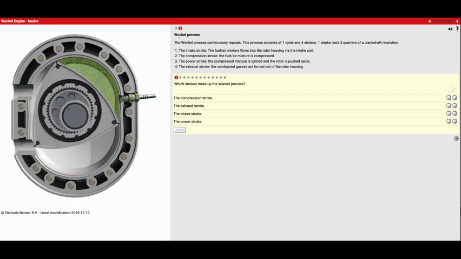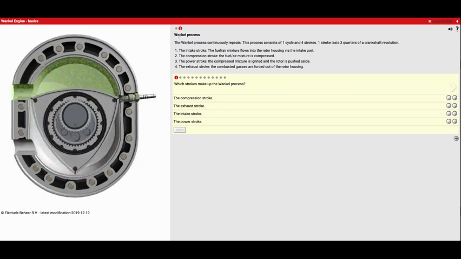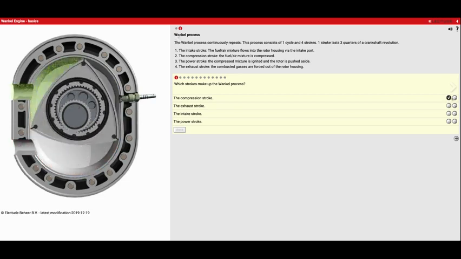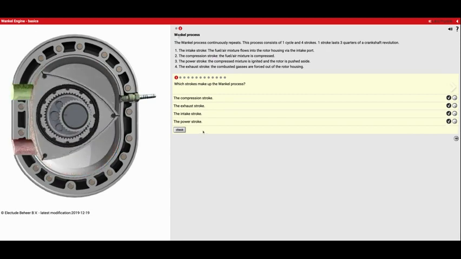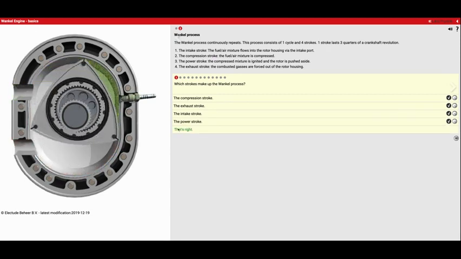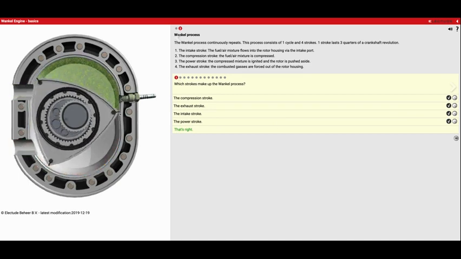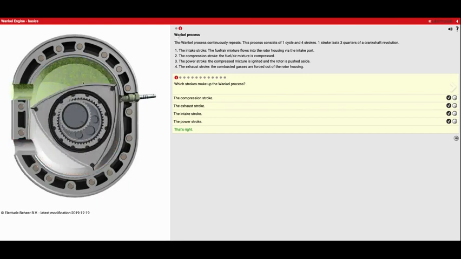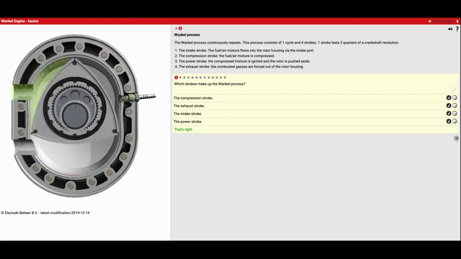So it's asking us which strokes make up the Wankel process, and you can look right here to double check, but it is the compression, it is the exhaust, intake, and power. Check those, and we did good. Now what you're starting to see here is we got intake, compression, power, and exhaust. Intake, compression, power, and exhaust happening over and over.